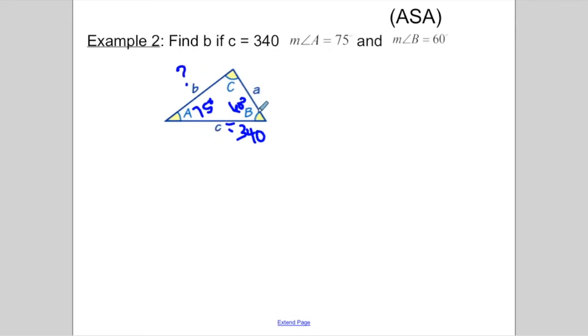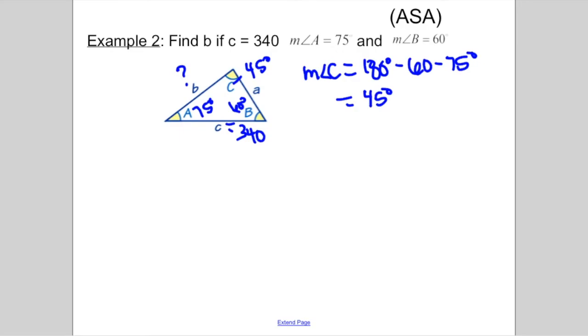So let's just check. I have angle B to find side B, that's good. And then I have angle A, but I do not have side A. So that means I need to find angle C. We have two angles. We know how to find the measure of angle C. We take 180 minus 60 minus 75. When I do 180 minus 60 minus 75, I get 45 degrees. So that means angle C is 45 degrees.